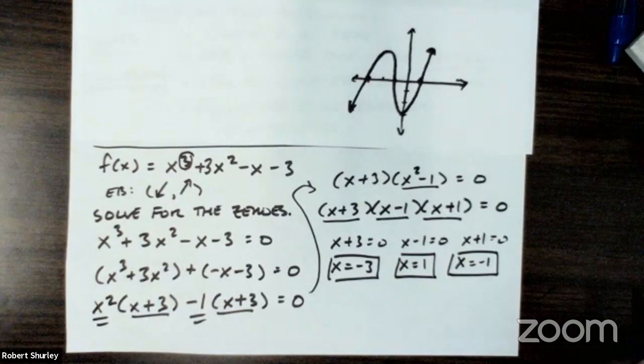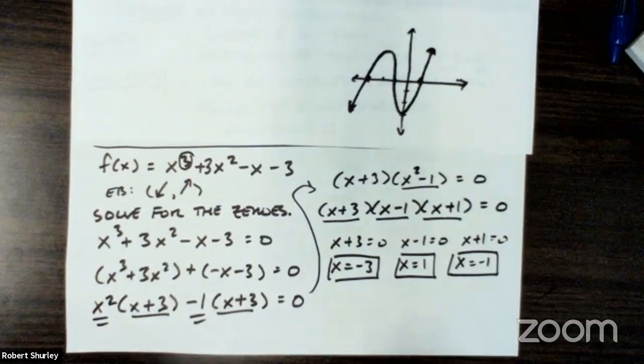Okay, questions? Comments, concerns? So I'm going to do one now that's factored for us, and it is pretty easy. It turns out these are a little easier to graph if they're factored already.